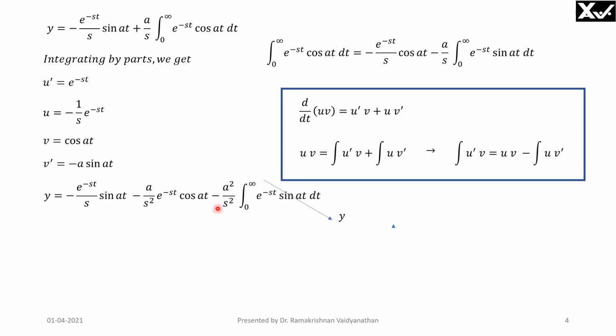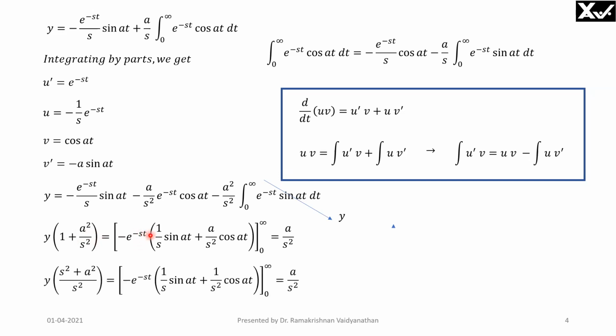Therefore, we can simplify this: y into 1 plus a squared by s squared. I have brought this term here back. y into a squared by s squared, I am bringing it to the left hand side, simplifying it. This is equal to the right hand side. I am putting again 0 to infinity limit.